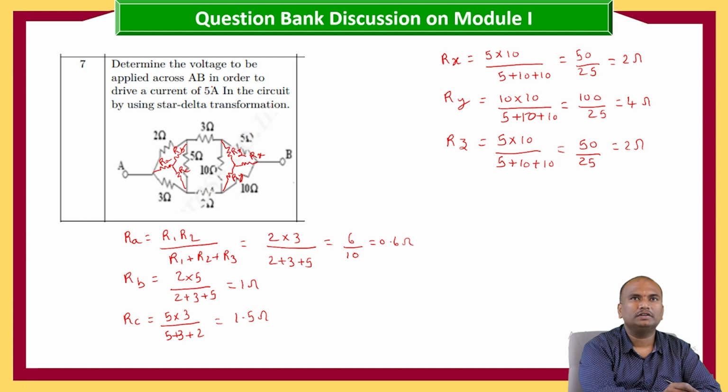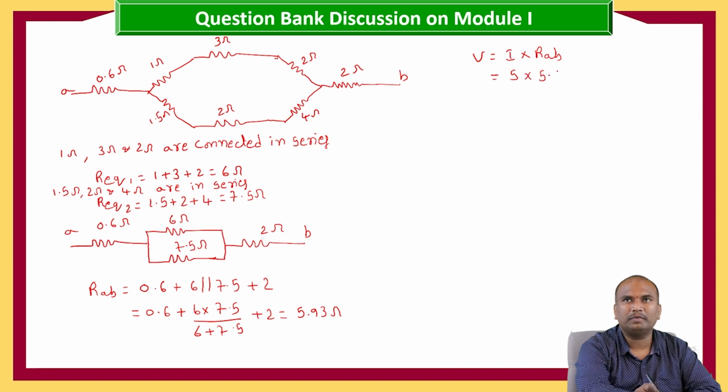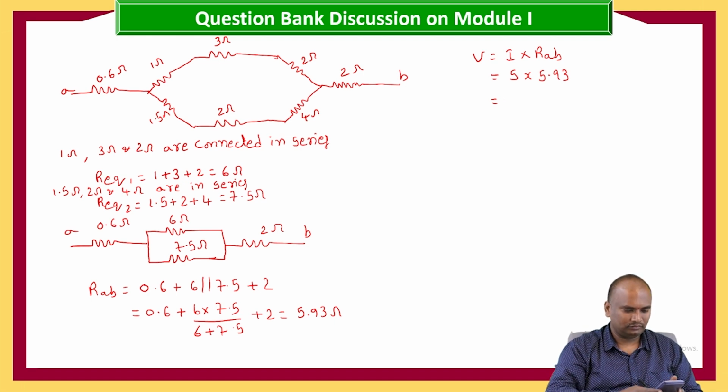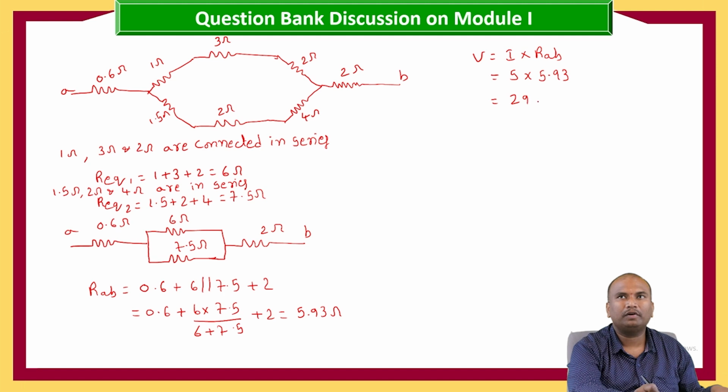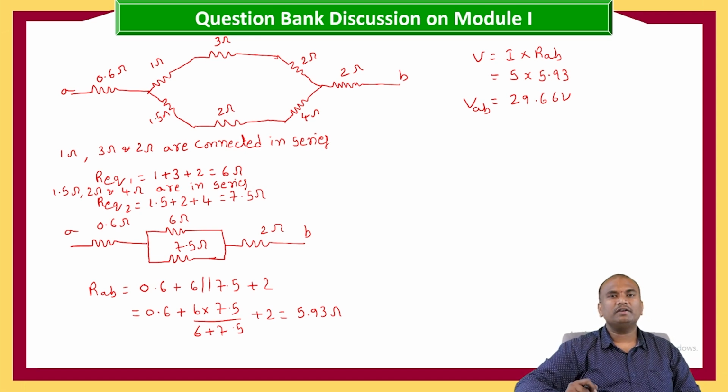We need to calculate, if 5 ampere current is flowing through the circuit through the terminals A, B, what is the voltage applied across AB terminals. So voltage is equal to current into RAB, that is 5 amperes into 5.93, which is equal to 29.66 volts. This is the voltage across AB terminals. This is the way we have to go with the reduction of circuit by using star to delta or delta to star transformation.